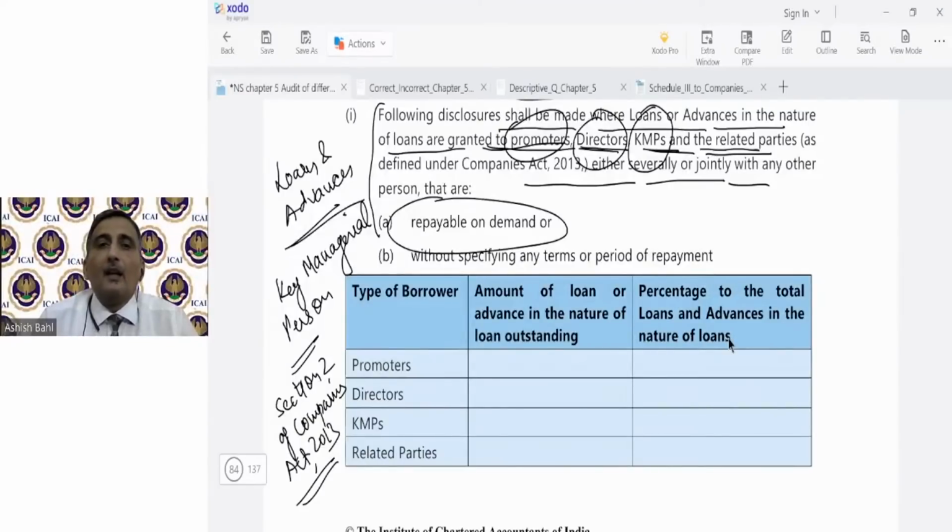So these are repayable on demand. So if there are some loans which are repayable on demand, it means that the company can call back the loan at any time. These do not have any fixed terms of payment. So whenever we demand the repayment, it has to be made by the party to whom the loan has been given. Okay.